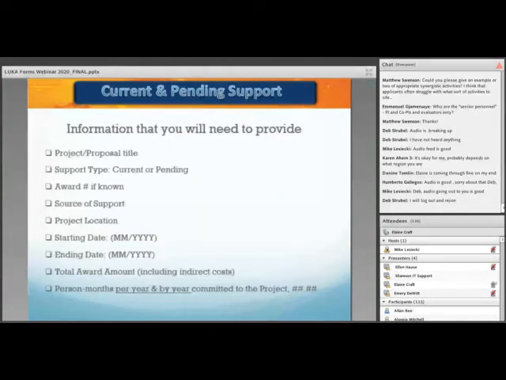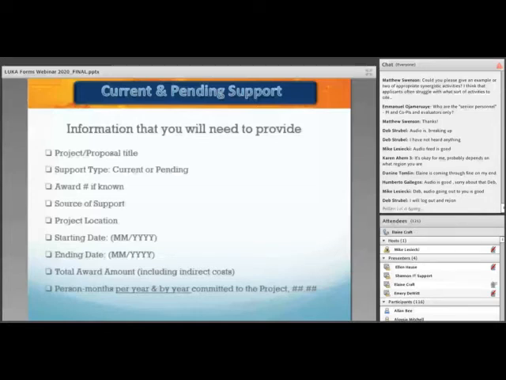Here is the information that you will need for each current and pending support form that you complete. The project proposal title is pretty self-explanatory. Support type, that's where you indicate current or pending. The award number, if it's known, generally that'll be for current projects that have already been funded. The source of support, this is asking who is currently funding or who is being asked to fund the project. Typical sources include the National Science Foundation, Department of Labor, U.S. Department of Education, the state such as California, or a foundation such as the Lumina Foundation. The project location, this is your institution's location or the location of another organization if someone on your team is working on a funded project not based at your college.